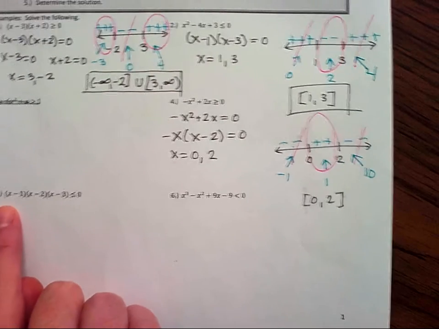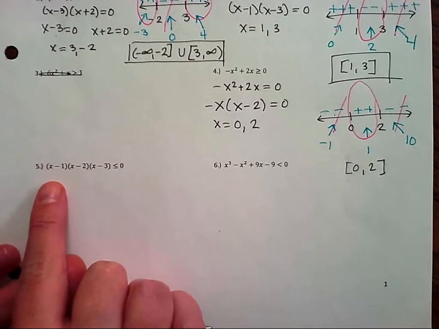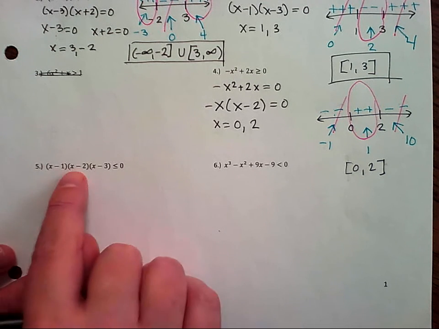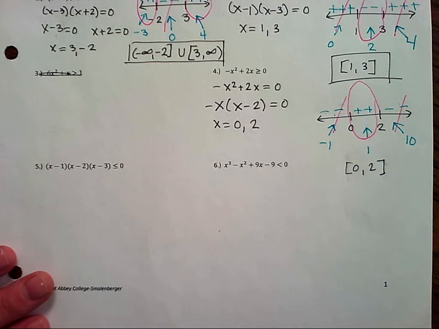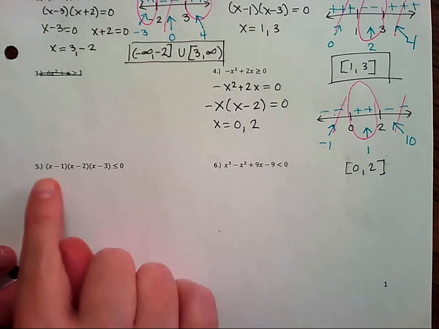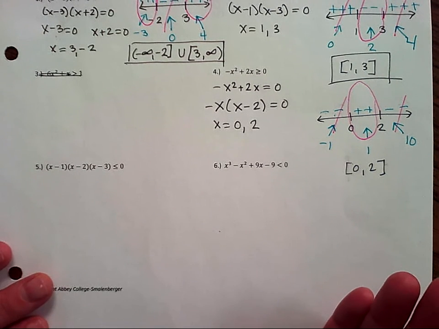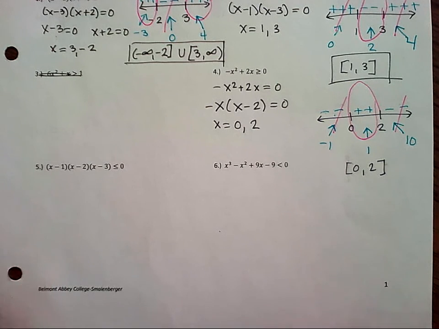Okay, number 5. What degree is number 5? The third. If you multiply x times x times x, that's x to the third. I already have it factored, so it's super easy. So you guys can do it on your own too.